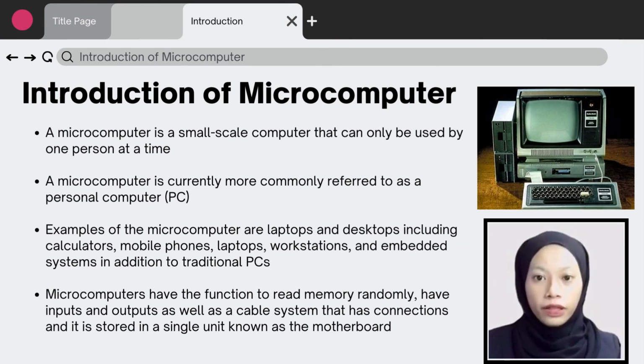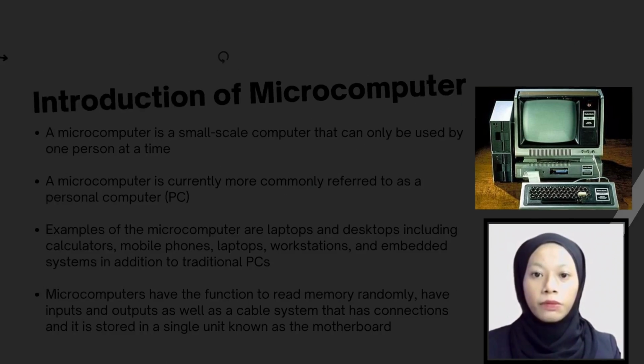First, introduction of microcomputer. A microcomputer is a small-scale computer that can only be used by one person at a time. A microcomputer is currently more commonly referred to as a personal computer, named as PC. Examples of microcomputers are laptops and desktops, including calculators, mobile phones, workstations, and embedded systems in addition to traditional PCs. Microcomputers have the function to read memory randomly, have inputs and outputs as well as a cable system that has connections, and it is stored in a single unit known as the motherboard.